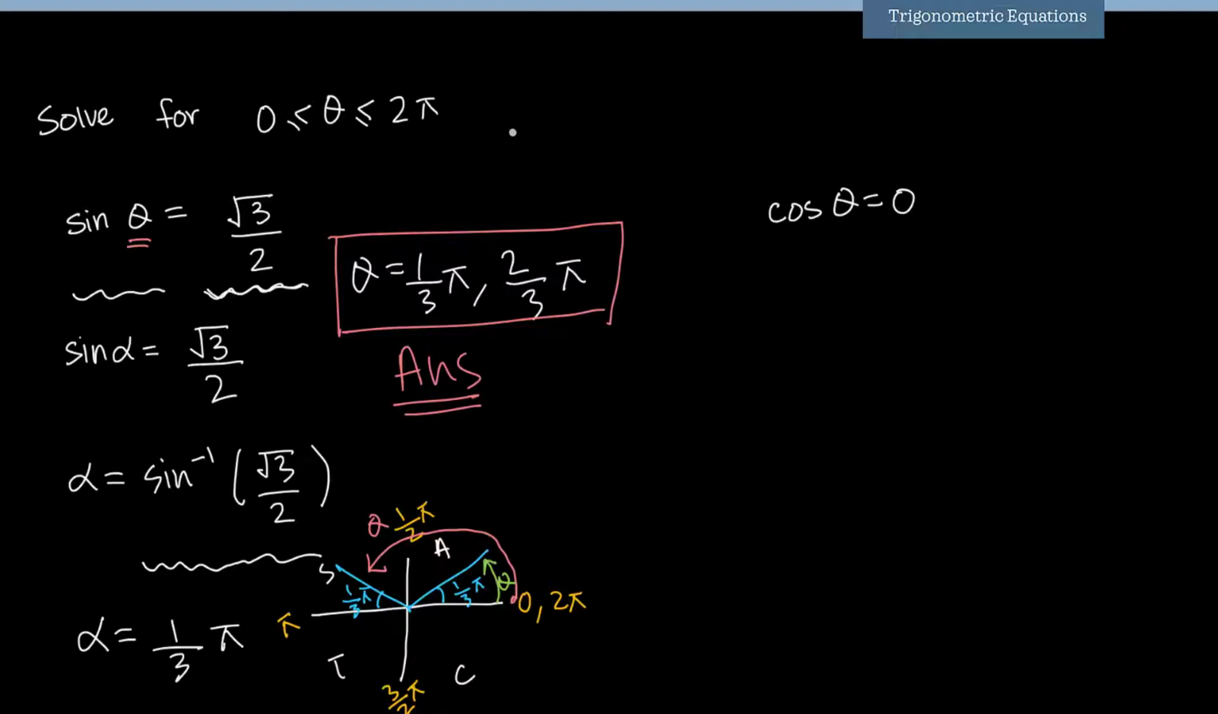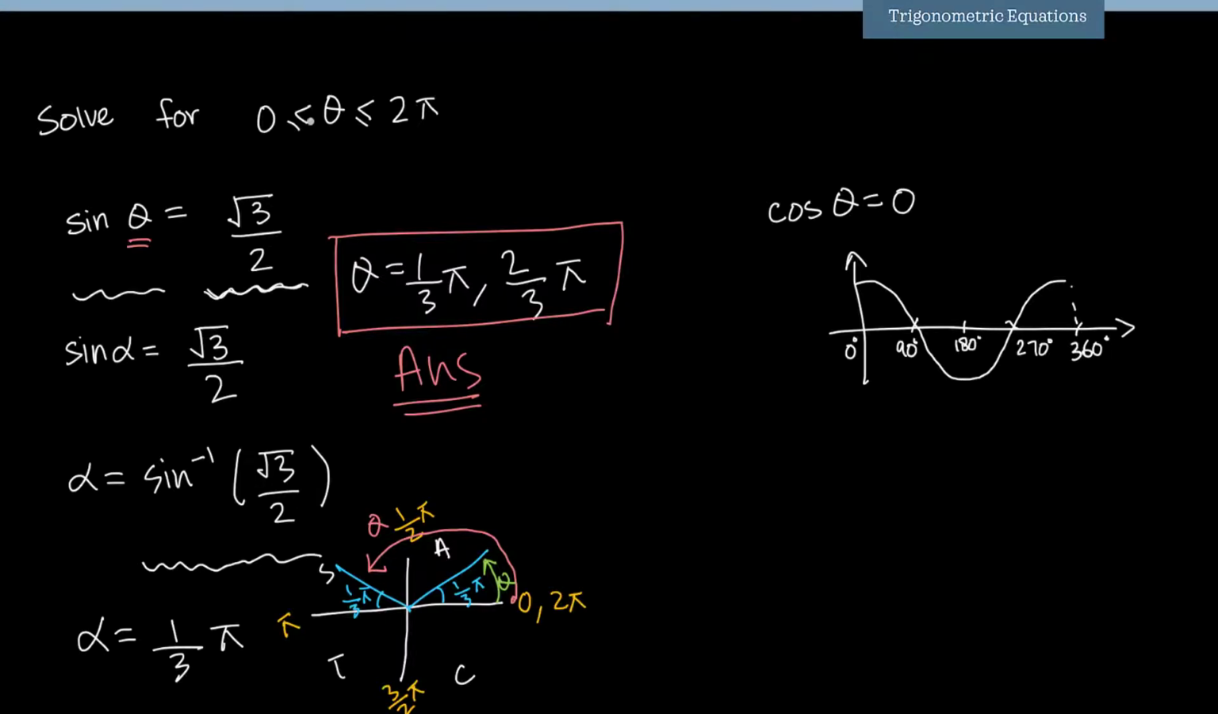Let's look at the next equation which I need to solve, which is cosine theta is equal to 0. To solve this equation, since it's equal to 0, it's easier to use the graph over here. So I'll draw my graph of cosine function, which is like this. And this is 0 degrees over here, this is 90 degrees here, this is 180 degrees here, this is 270 degrees here, and over here this is 360 degrees.